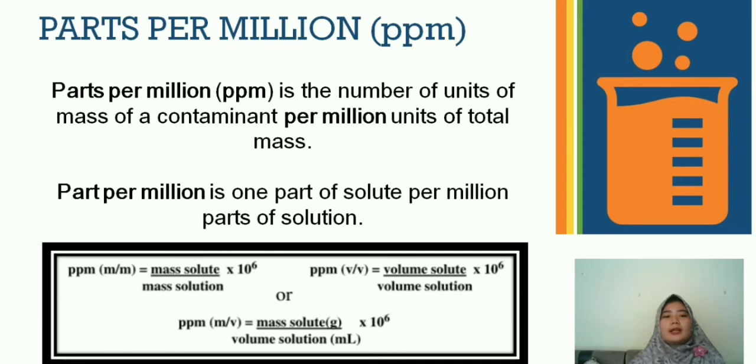For the formula, first, ppm in mass: mass solute divided by mass solution times 10^6. For ppm in volume: volume of solute divided by volume of solution times 10^6. Or ppm in mass and volume: mass solute divided by volume solution times 10^6.